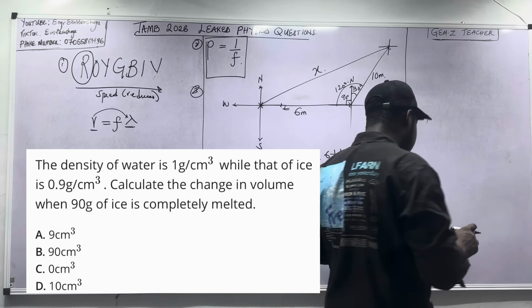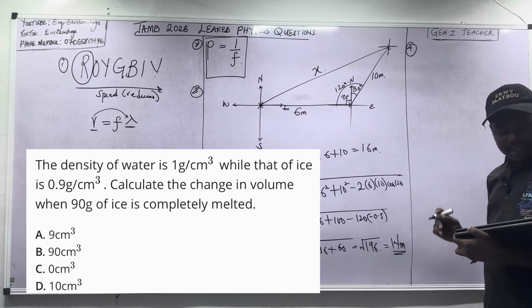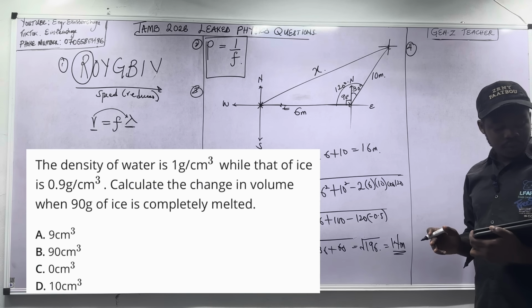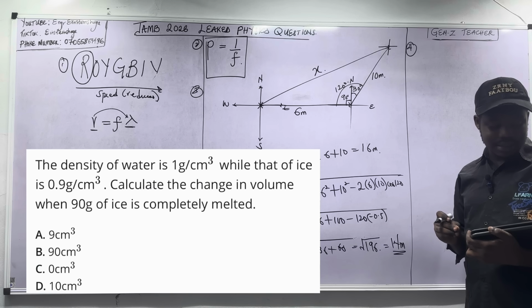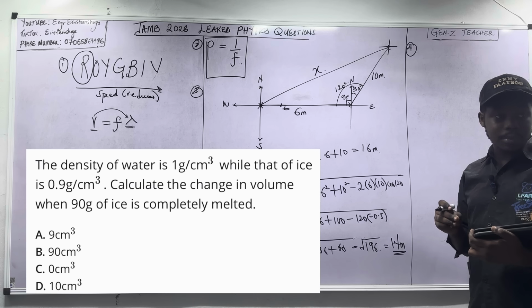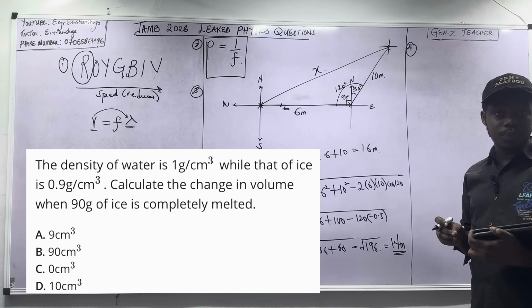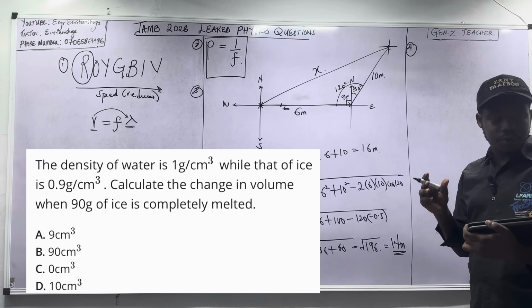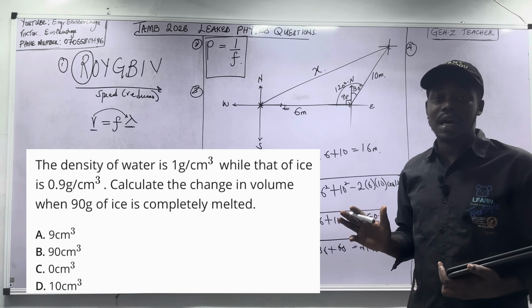Okay, let's come over here. Question number 4. It says the density of water is 1 gram per cm cube, while that of ice is 0.9 grams per cm cube. Calculate the change in volume when 90 grams of ice is completely melted. Now, this is from density.